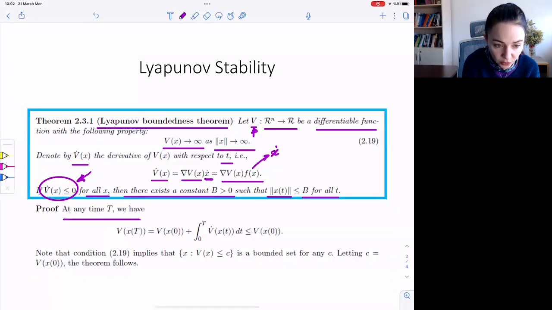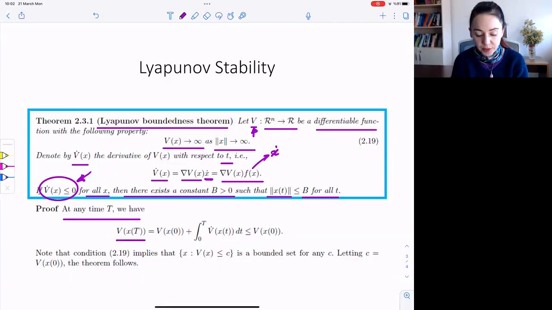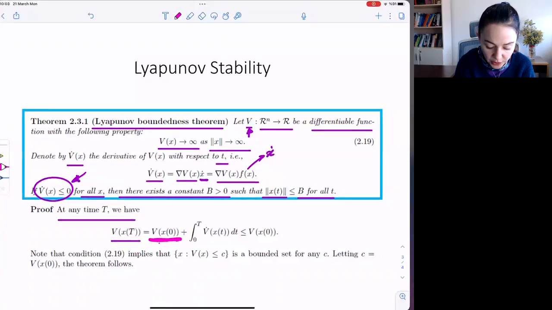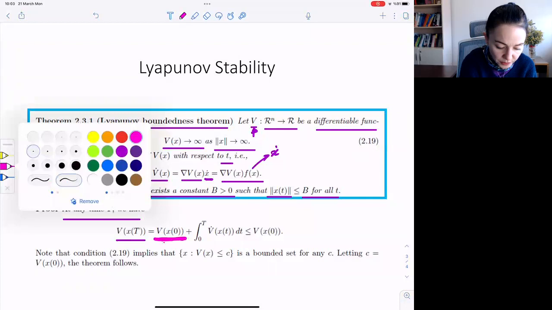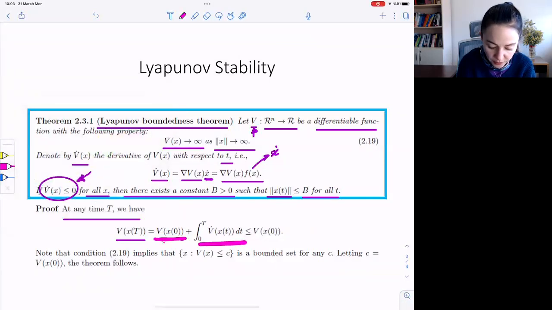At any time t, of course, the v of the state at time t, the Lyapunov function evaluated at the state at time t, can be found using the differentiability of v and using the fundamental theorem of calculus as the value of v at time zero, and plus the integral of the derivative of v from zero up to time t.